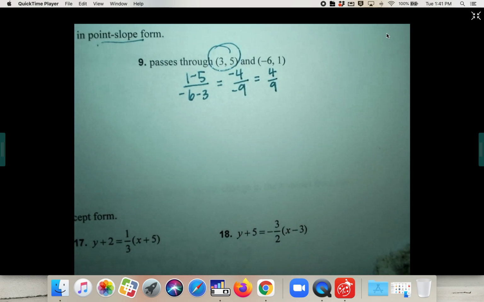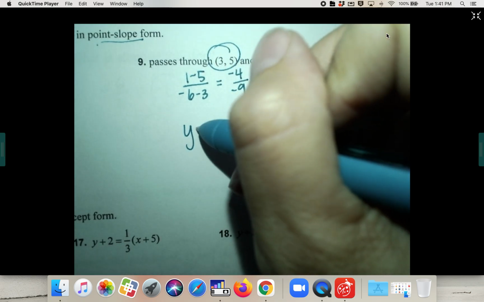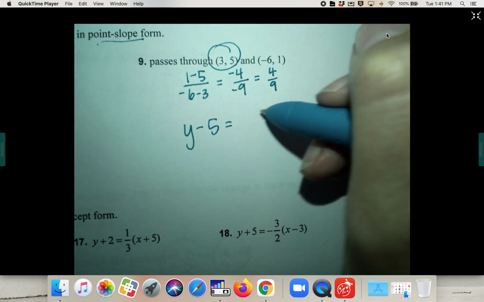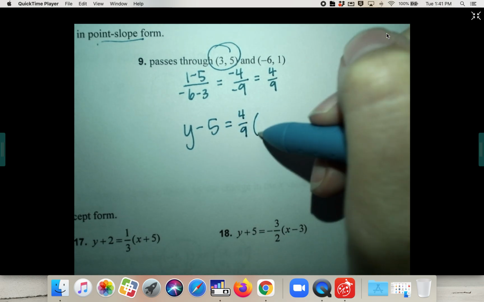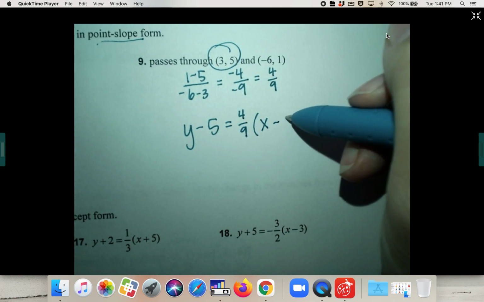And then I'm going to choose to use 3 and 5. So y minus 5 equals my slope, which is +4/9, times the quantity x minus 3.